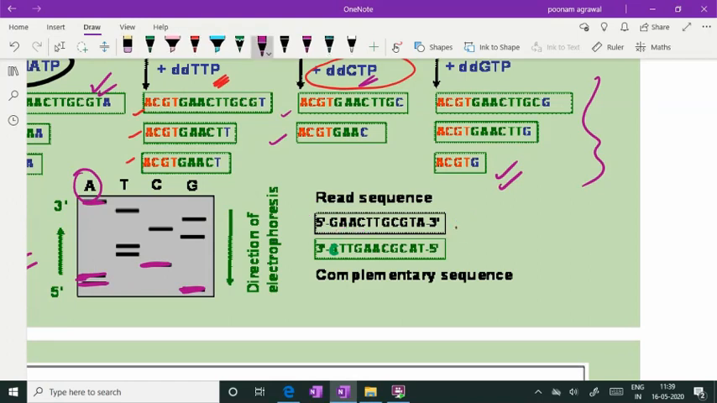Now what will be the sequence of the original DNA strand? It will be just complementary. So opposite C you find G, opposite A you find T, opposite A you find T. Right, you understand that these are the products, the new DNA fragments which were produced in the tubes. They were having this sequence. So the complementary strand, the original strand, was having this sequence.